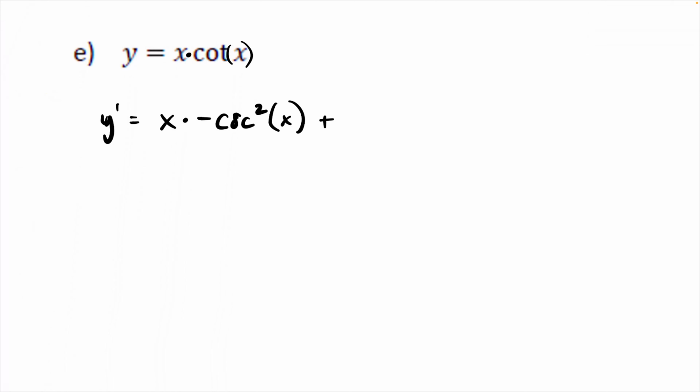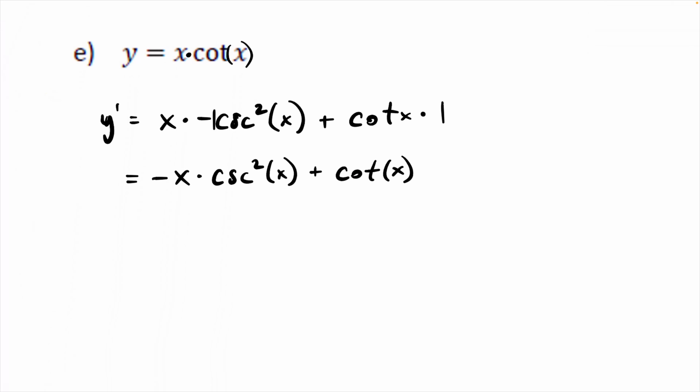All right, so now we did the first times the derivative of the second. Now we're going to do the second times the derivative of the first. Well, what is the derivative of the first guy? Okay. So we got -1 times x, so we get -1x times cosecant squared of x plus cotangent of x.